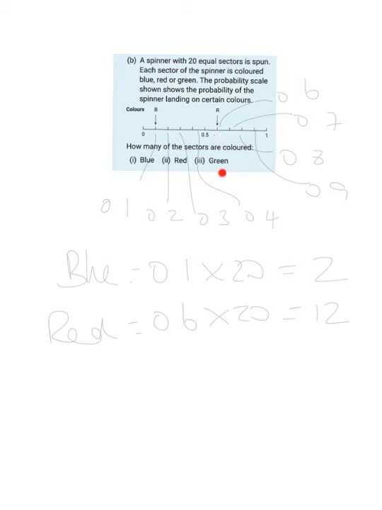So the last one then is green, okay? So they give us no indication of what the probability of green would be. But we know that blue takes up 2, red takes up 12 sectors, okay? So if I add those two, my total number of sectors that I have already accounted for is 14. And they told me that the spinner has 20 equal sectors. So green has to be the remaining ones. So green then would be 20 minus 14. So 6 sectors have to be green.